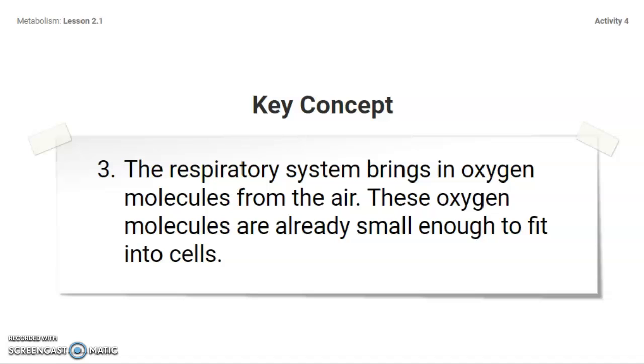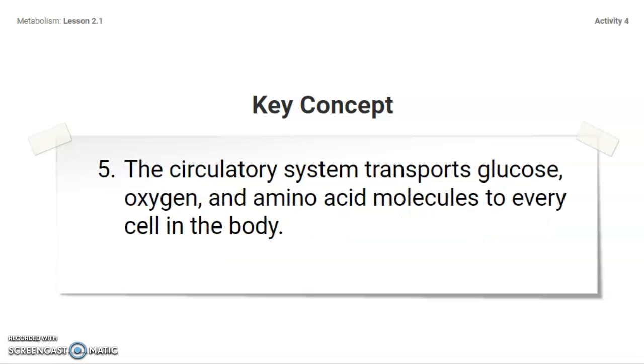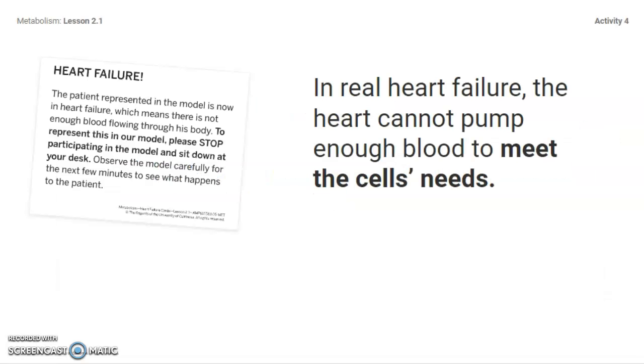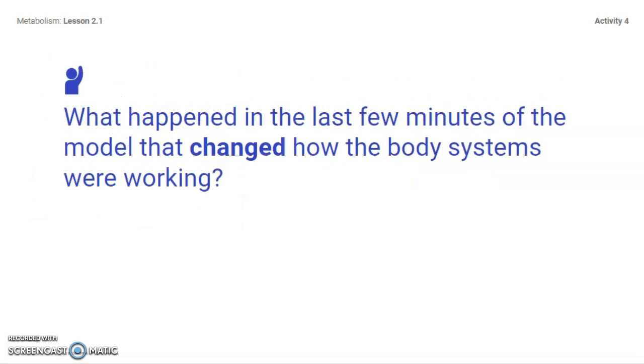The respiratory system, this is key concept number 2, brings oxygen molecules from the air. These oxygen molecules are already small enough to fit into the cells. That's why we didn't have to break them down anymore. Key concept number 5, the circulatory system transports glucose, oxygen, and amino acid molecules to every cell in the body. And then the last key concept is that cells can only use the molecules that are small enough to enter those cells. So in the last few minutes of the activity, we should have introduced the heart attack.